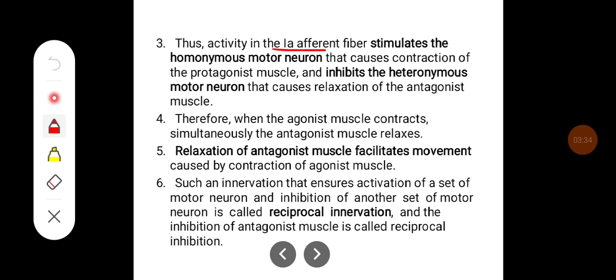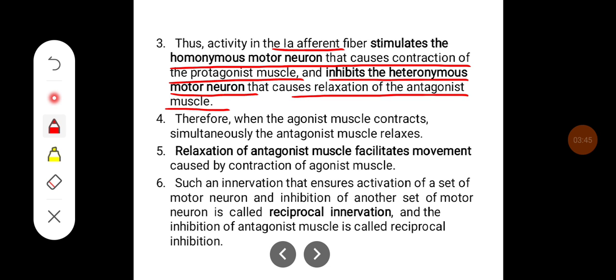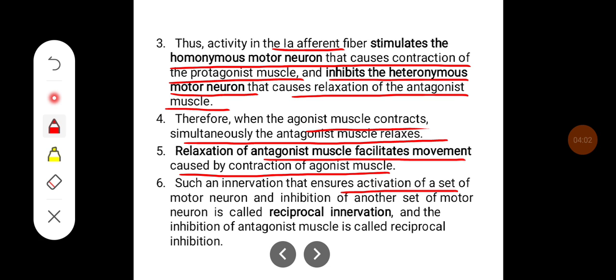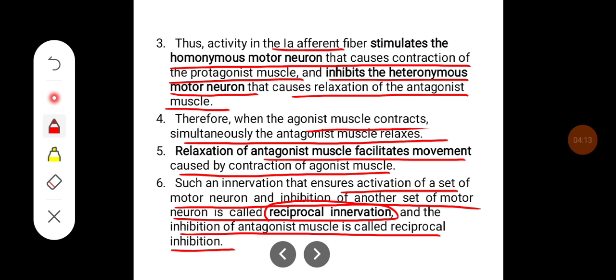Thus, activity of 1A fiber stimulates the homonymous motor neuron that causes contraction of the protagonist muscle and inhibits the heteronymous motor neuron that causes relaxation of the antagonist muscle. Therefore, when agonist muscle contracts, simultaneously the antagonist muscle relaxes. The relaxation of antagonist muscle facilitates the movement caused by contraction of agonist muscle. Such an innervation that ensures the activation of a set of motor neurons and inhibition of another set of motor neurons is called reciprocal innervation, and the inhibition of antagonist muscle is called reciprocal inhibition.